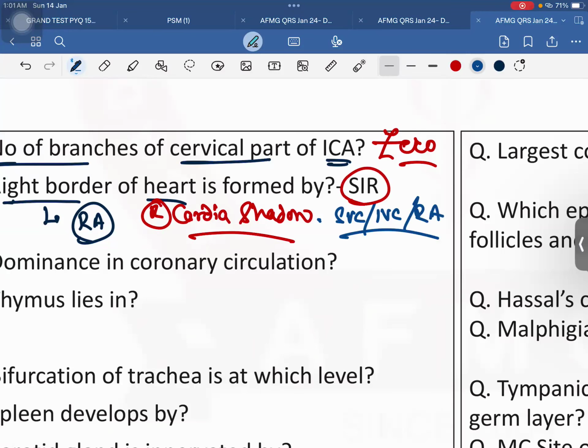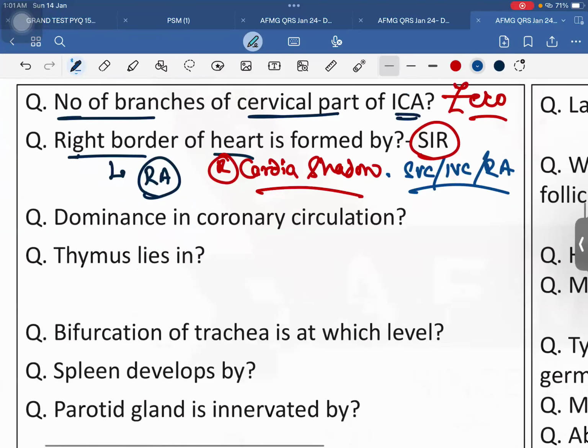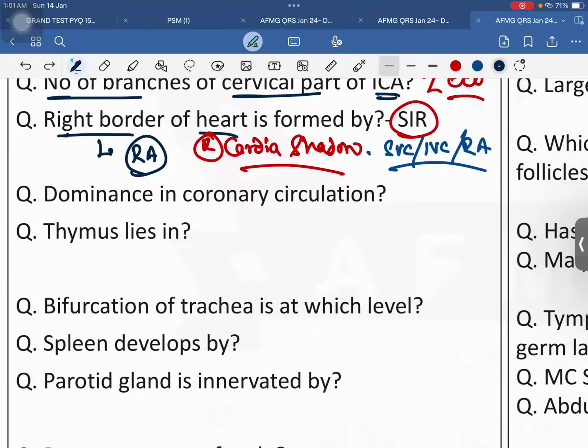Okay, so the right border of the heart is only formed by the right atrium, but the right cardiac shadow is definitely formed by the superior vena cava, inferior vena cava, and the right atrium. Then if they ask you about dominance in the coronary circulation, how do we decide which coronary artery is the dominant circulation, whether it is the right or the left?